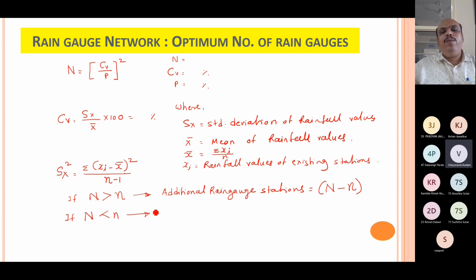Calculated value is less than existing value. Suppose calculated value is 5, existing value is 6. So it is more than sufficient. Okay, so here no additional rain gauge stations are required.